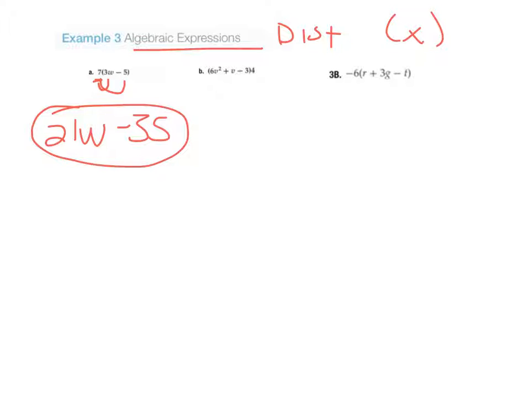Even if it's on the other side, I'm going to take the 4 times the 6, which is 24. The v squared doesn't change. 4 times the v, and then 4 times the negative 3.